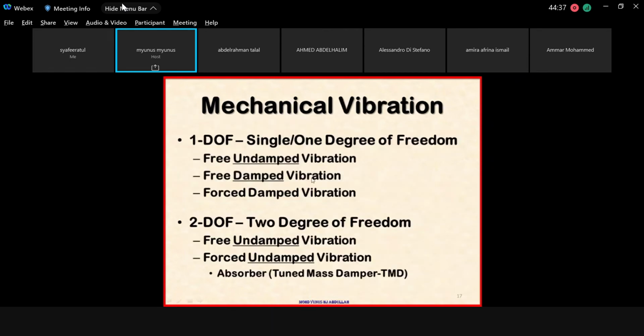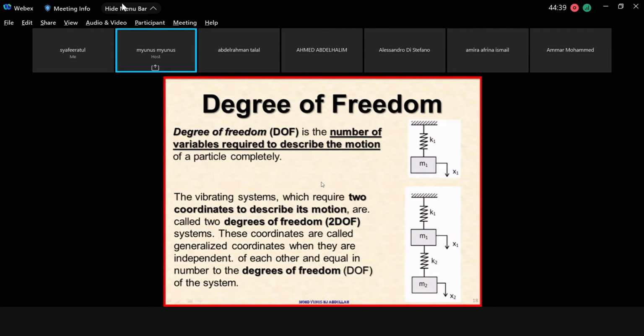This one, as I mentioned earlier, just now. Okay, this one is: what is the degree of freedom? Just now we covered vibration, free, forced, and also damped and undamped. This one is talking about degree of freedom. The simplest one is what you have here, mass and spring.